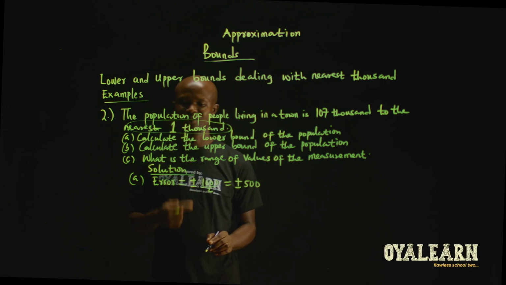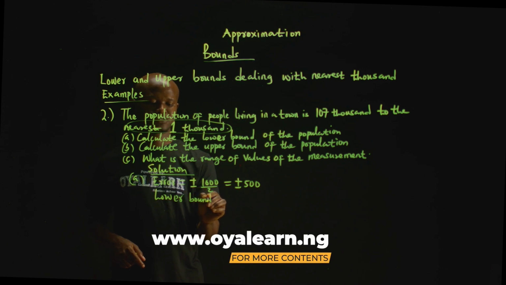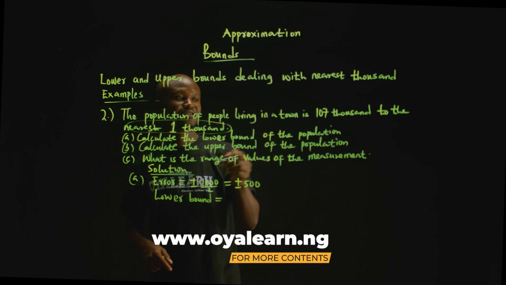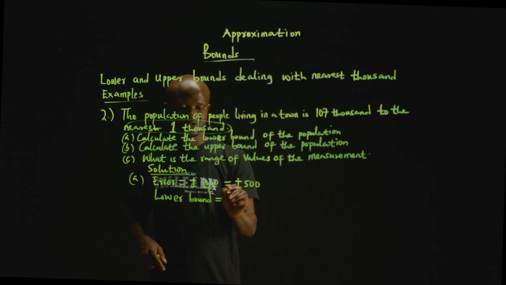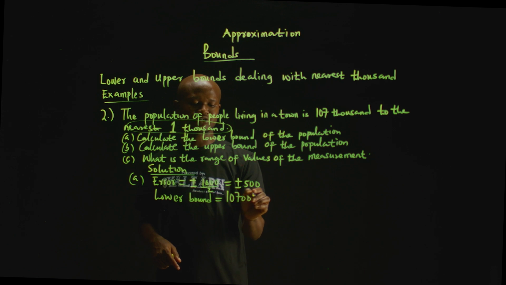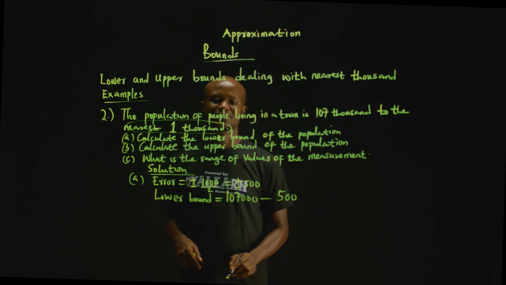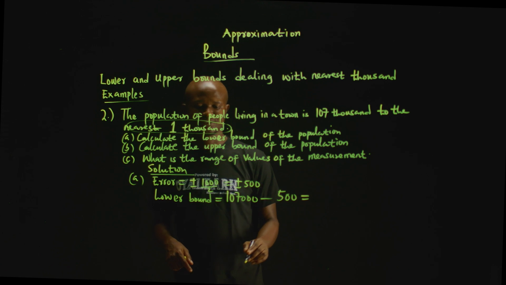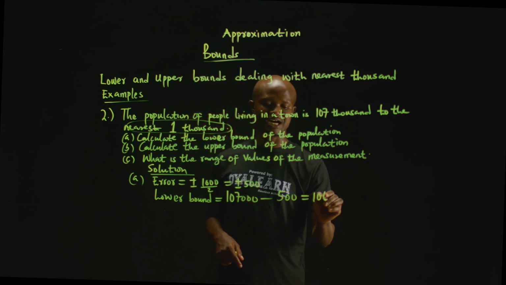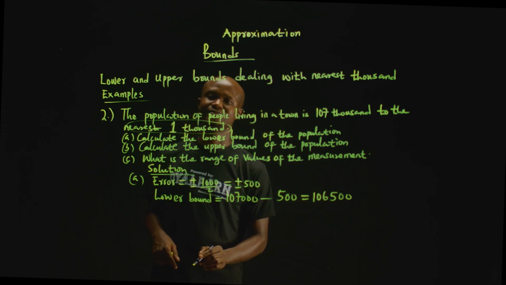Now, we need to find the lower band. Lower band of the population will be what? What is the approximated population? 107,000. So that will be 107,000 minus 500. And this will give us what? 106,500. That is a lower band.